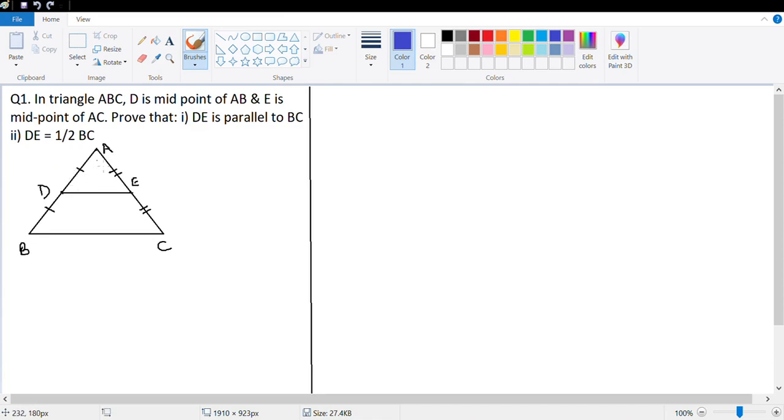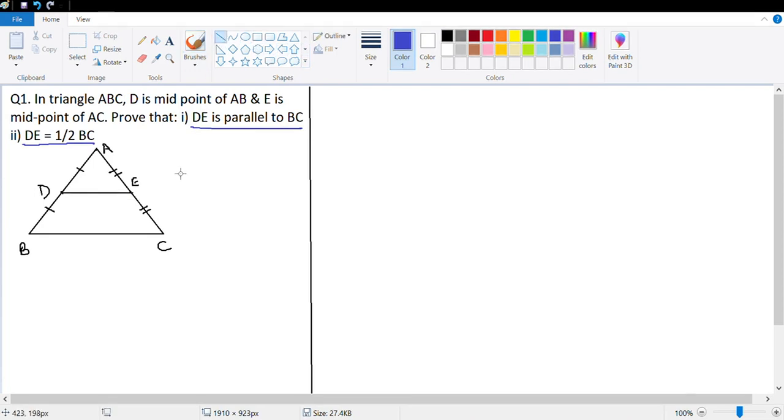It says in triangle ABC, D is the midpoint of AB, which means AD and BD are equal, and E is the midpoint of AC. AE and CE are equal, which I have marked. We need to prove that DE is parallel to BC. That's part 1. And we need to prove that DE is equal to half BC.